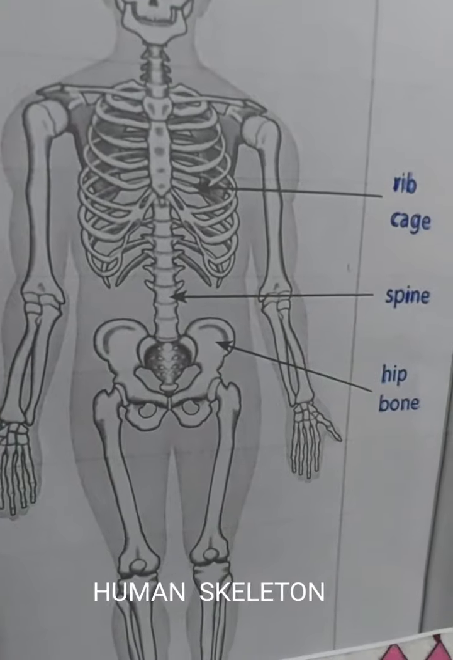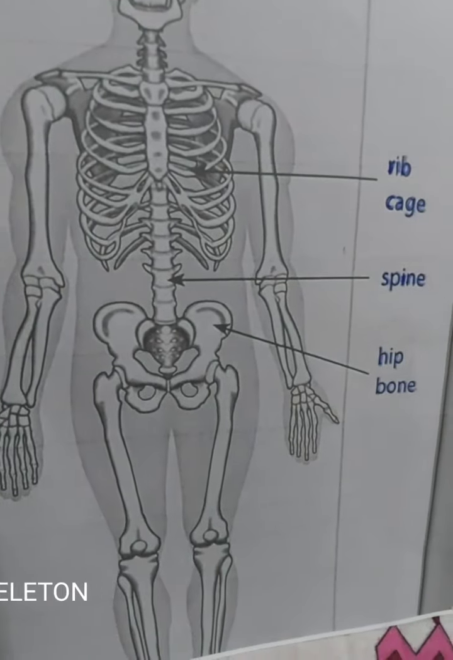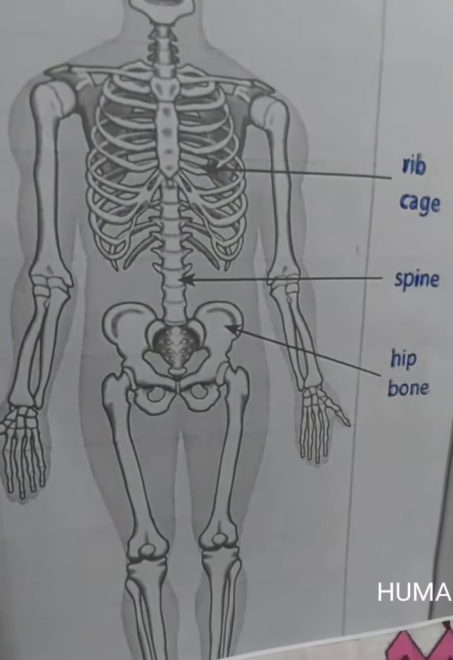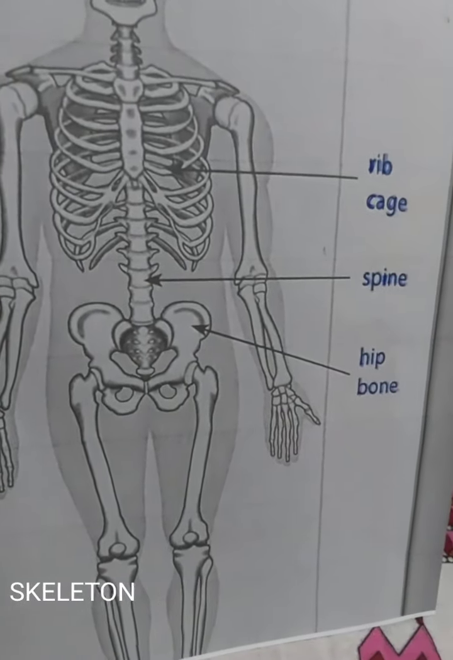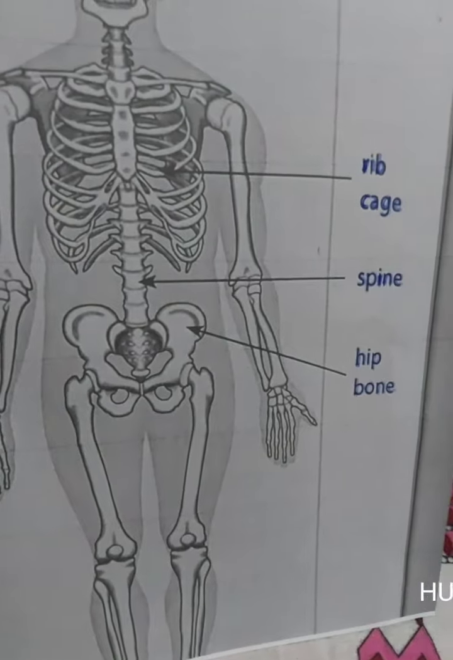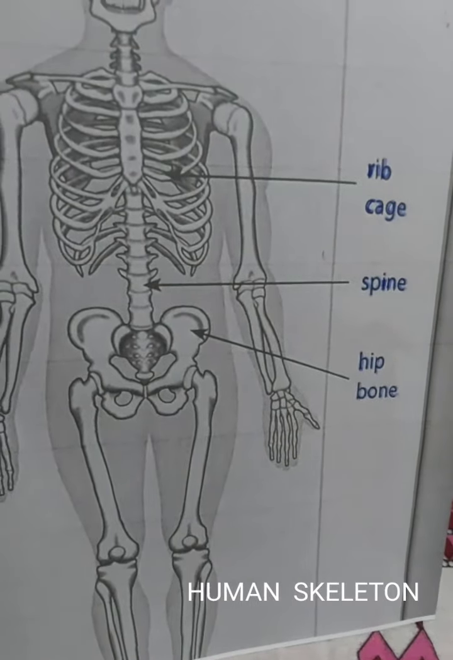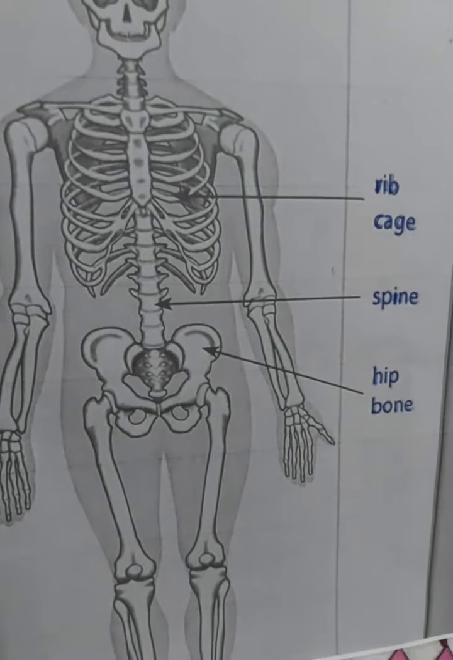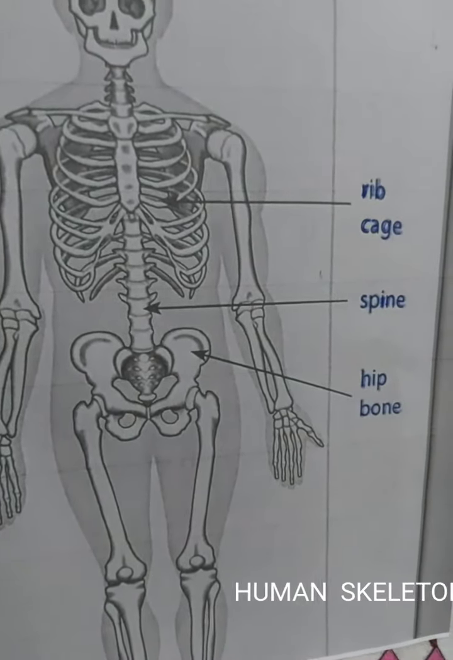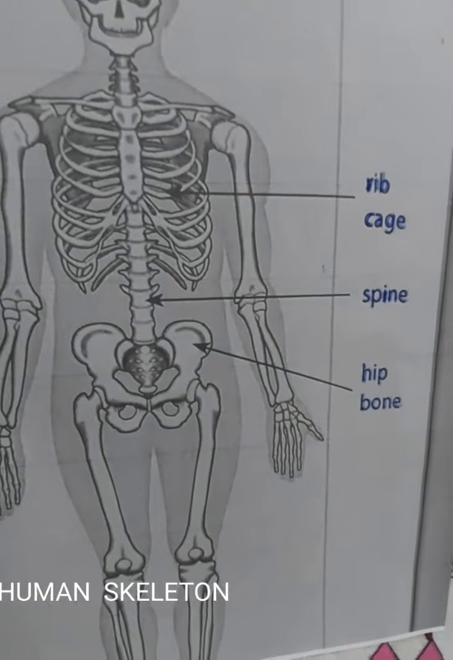Alright. Then the functions of the rib cage is to protect the heart, lungs, diaphragm, liver, stomach and the kidneys. So these are the functions of the rib cage. They protect your heart, lungs, diaphragm, liver, stomach and kidneys.